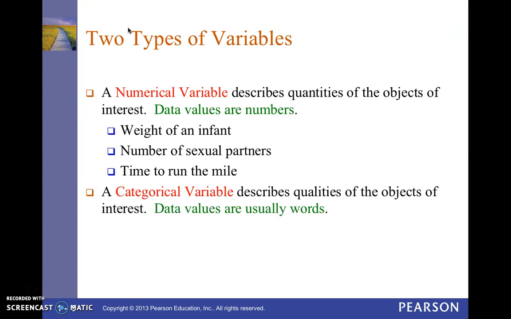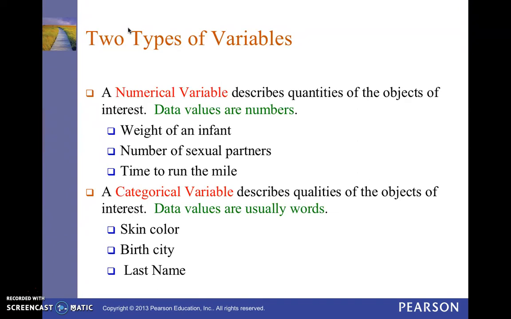The other type of variable is categorical variables. In this case, it's an attempt to describe not the quantity, but the quality of the objects of interest. Usually these data values are described in words, something like skin color, the city in which you were born, or a list of last names. Each of these is an attempt to locate you within a category rather than to give some sense of a quantity.